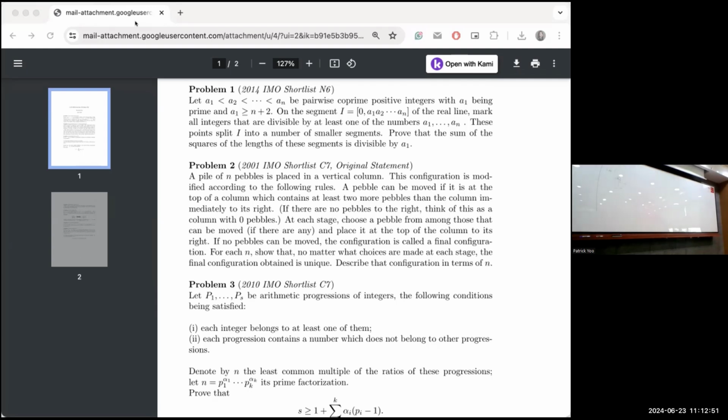And the question says that if no pebbles can be moved, the configuration is called the final configuration. And for each n, show that no matter what choices are made at each stage, the final configuration is unique, and describe that configuration in terms of n. So there are 2 different solutions for this.